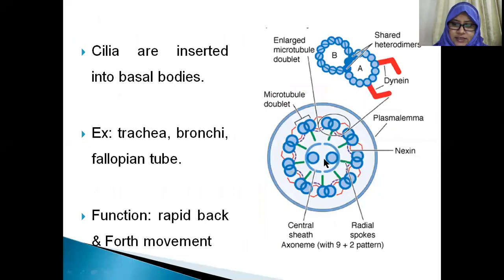In this figure, we can see these are two central microtubules, and these are 9 peripheral microtubules, which are doublets. One is A, another one is B, and A and B share a common wall, and with the A there is an arm known as dynein. And by the radial spokes, these are attached to the central sheath.